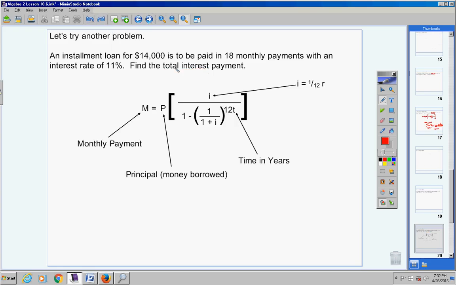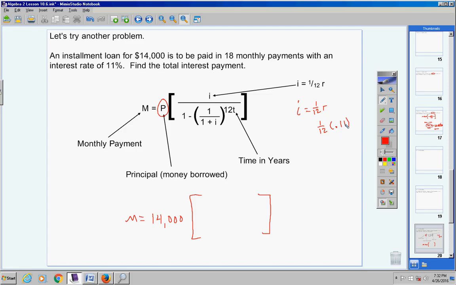Alright, so here we go again. My principal is 14,000, so I'm going to put 14,000 right here for P. Here's P right here. I put 14,000, then put your brackets. Now let's find I. I equals 112 times R, okay? So I have 112 times 0.11. Let me grab my calculator real quick here. Let's see what we get.